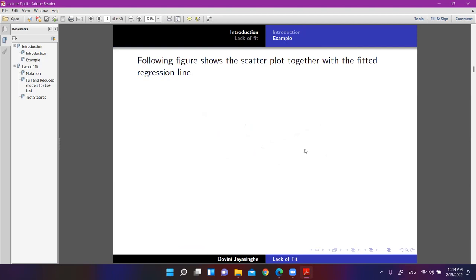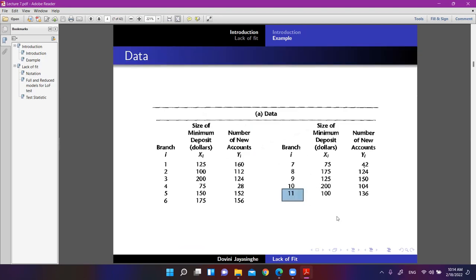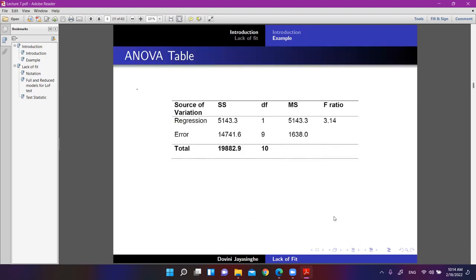We have 11 observations in the sample, so the degrees of freedom is 11 minus 1, that is 10. We have just one x variable, so the degrees of freedom is 1. You are going to get 10 minus 1 here. We learned all these before, just last week.